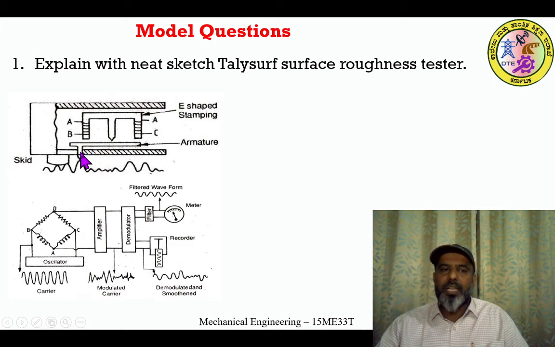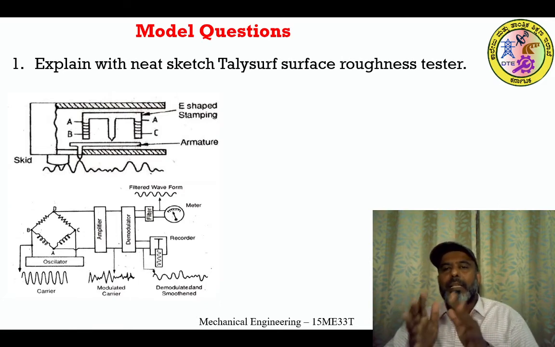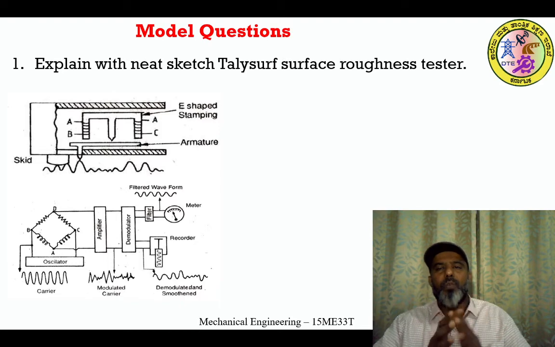The arm connected to the stylus is called the armature, and this armature is pivoted about the center leg of the E-shaped stamping, and the outer legs of the E-shaped stamping carry two alternating coils, AB and AC. This is about the mechanical part, or the construction part, of the TALISURF surface roughness tester.